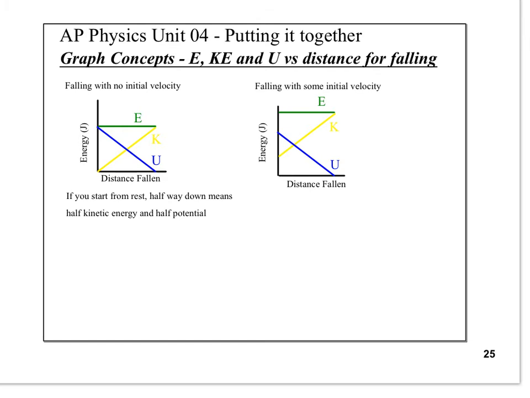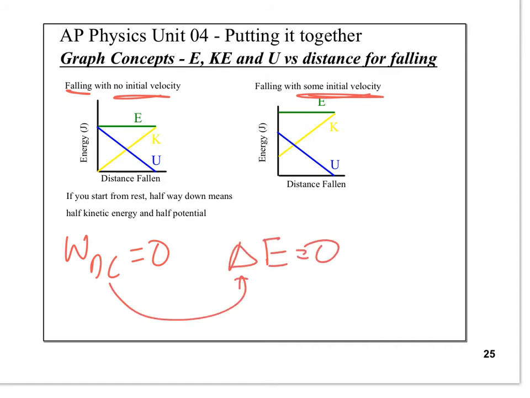So in this example, we have falling with no initial velocity and with some initial velocity. Again, these showed up many times in the practice problems. I would get familiar with them. It certainly wouldn't hurt. So here, if we are just falling, that means that gravity is the only force acting on it. So we have a work by non-conservative forces equals 0, which means that our change in total energy also equals 0 because these things are equal to each other. So that's why we have this flat top line.